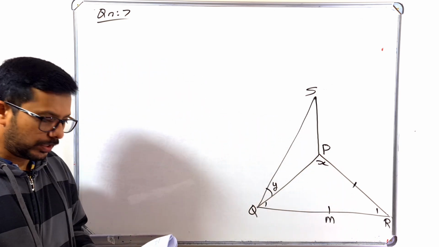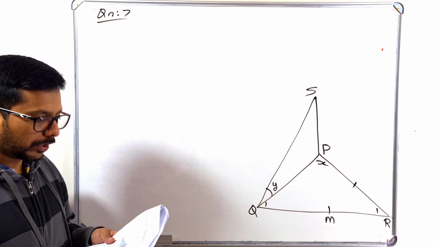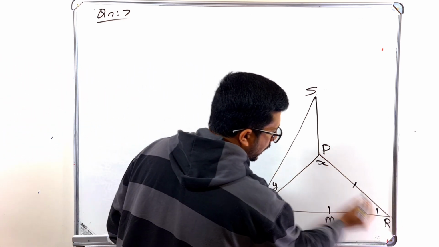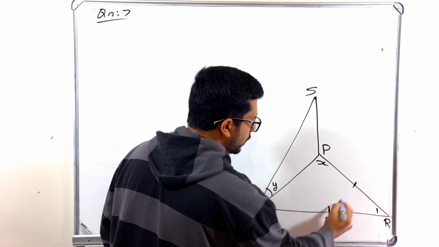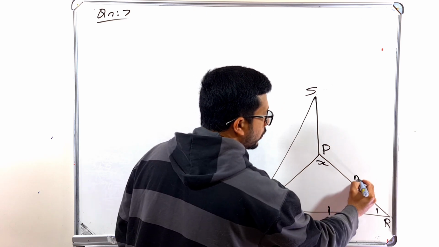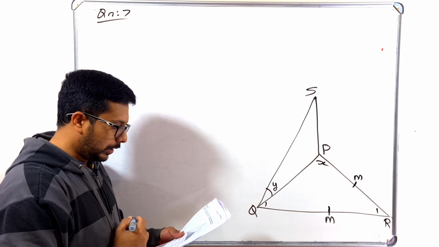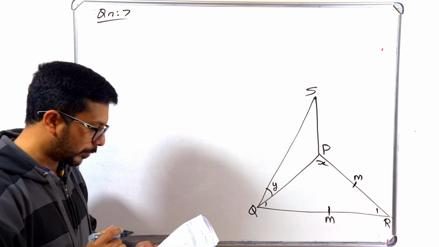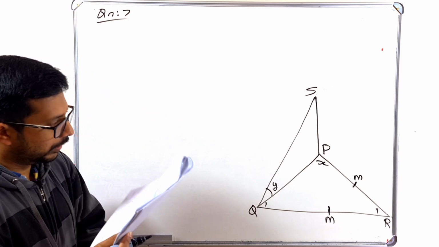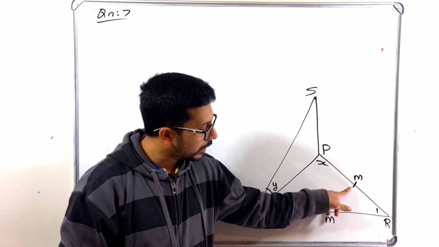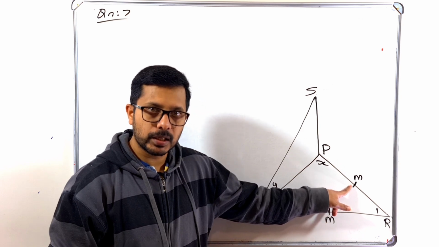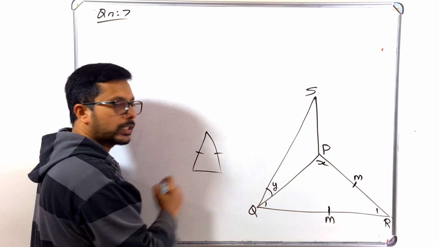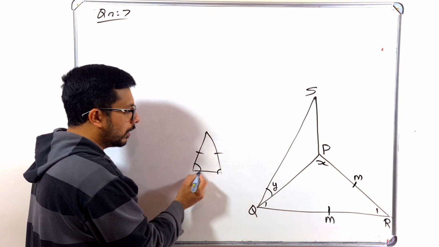Okay, so this is the given diagram. Here it is given that PR is equal to QR is equal to M. So here it is M, here also it is M. Now this angle is Y and this angle is X. Before I continue, here these two sides are equal, which means the opposite angles are also equal. Am I right? In an isosceles triangle, if two sides are equal, then the opposite angles are also equal.